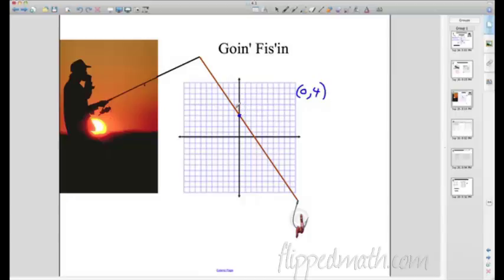Where else does it hit? It looks like it's hitting at fractions. Not real nice. Ooh, right here it looks like it hits. This is a nice friendly point. So how far over is that? Looks like it went over 1, 2, up 1, 2, 3, 4, 5, 6, 7. So it looks like negative 2, 7.